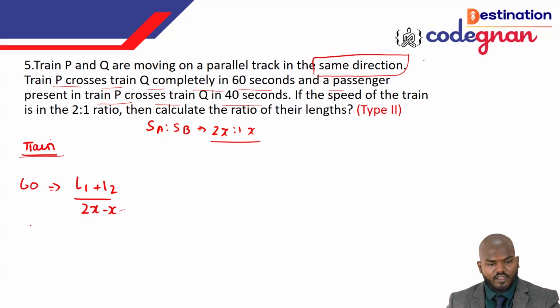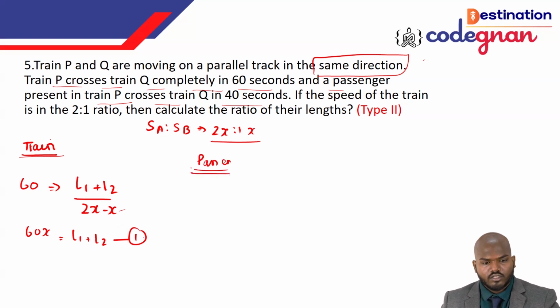So 60x is equal to L1 plus L2. This is what we derive, and I'm calling it equation 1. The next thing relates to the passenger. The passenger present in train P is crossing train Q in 40 seconds.